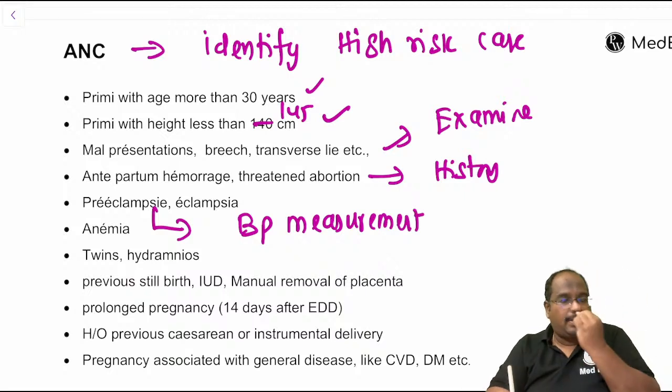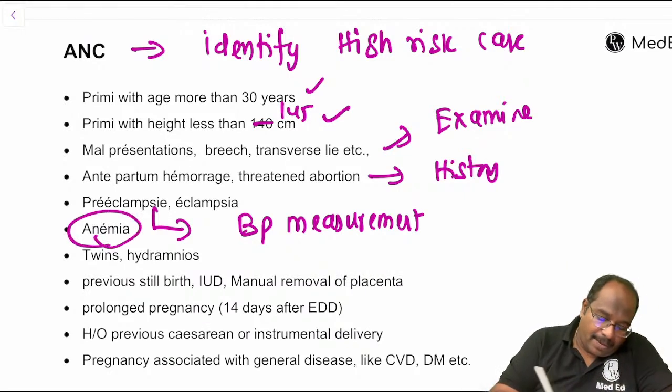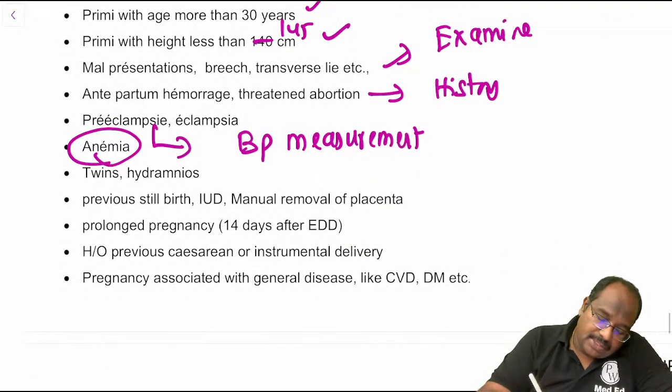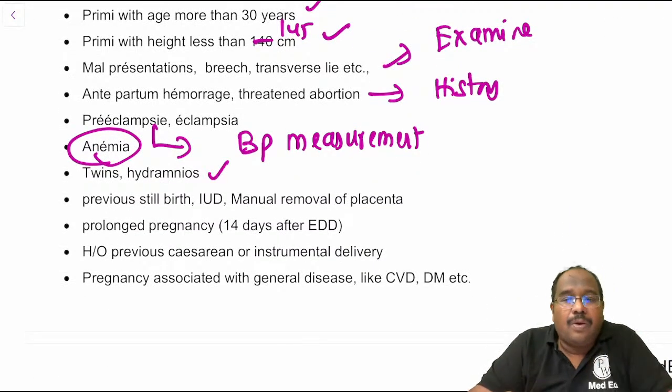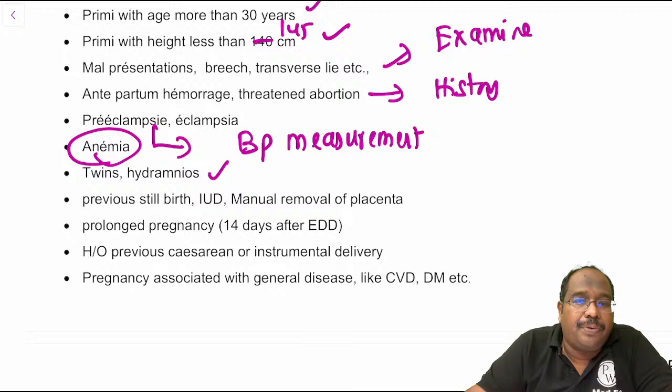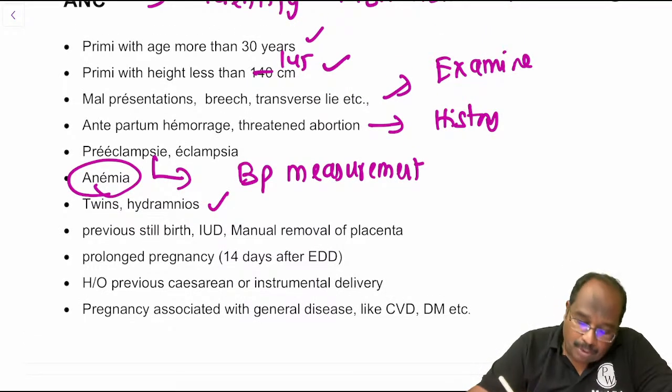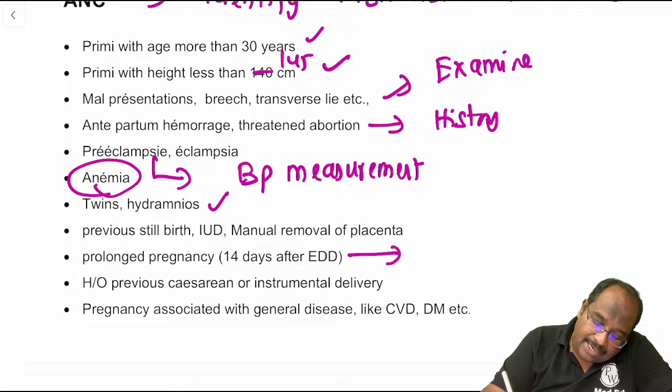Okay, BP measurement. Anemia, look for pallor. Clinical examination. Twins, examine the baby. Fundal grip, that you are going to do. Then previous IUD is there, intrauterine deaths, prolonged pregnancy. So you have to calculate EDD.